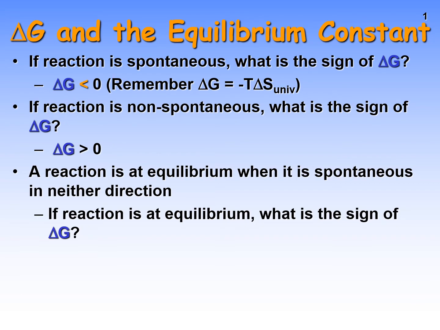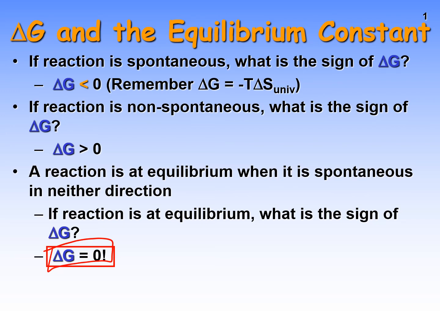So if a reaction is at equilibrium, generally that's a non-standard condition. What would the sign of delta G be? Well, because if we're at equilibrium, we're neither spontaneous in either direction, our sign of delta G is actually 0. Delta G is equal to 0 when a system is at equilibrium. And this is something you should be aware of.